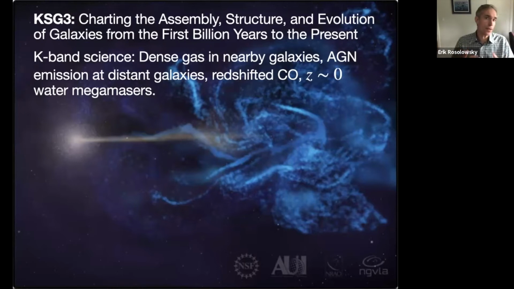The third science goal is charting the assembly of galaxies over cosmic time. And here, this can grab a lot of the core K-band science that we're used to. We can study the dense gas in our own and nearby galaxies using ammonia and other tracers. We can also look at the AGN emission because it's bright across the spectrum here. We can look at redshifted CO to study the molecular gas content of distant galaxies and how the gas was being built up over time. And we also study redshift 0 water megamasers, finding them, and then ultimately with the ngVLA mapping them out to do, for example, trigonometric parallaxes for direct distance determinations to distant galaxies using the high resolution capabilities of the facility.